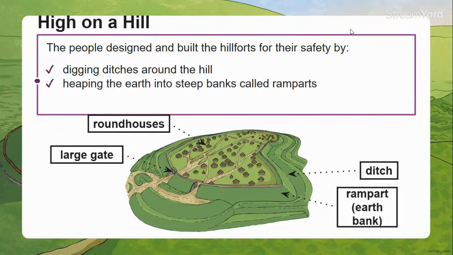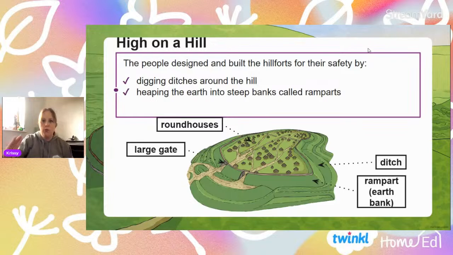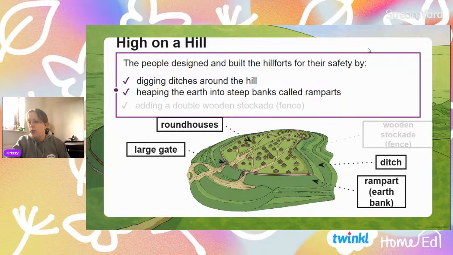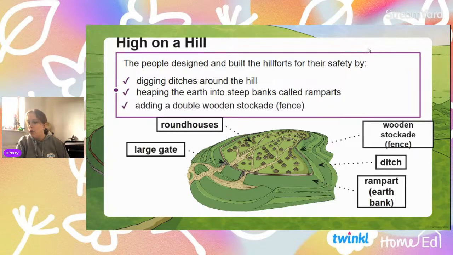And then as you're digging, if you heap the earth into steep banks, earth banks, or sometimes they're known as ramparts, it again makes it harder, because it's not the case of just running up a hill. If you've dug in these ditches and then you've used that soil to bank up an earth bank, it actually makes it incredibly tricky to attack. And often there's archaeological evidence of wooden fencing as well.